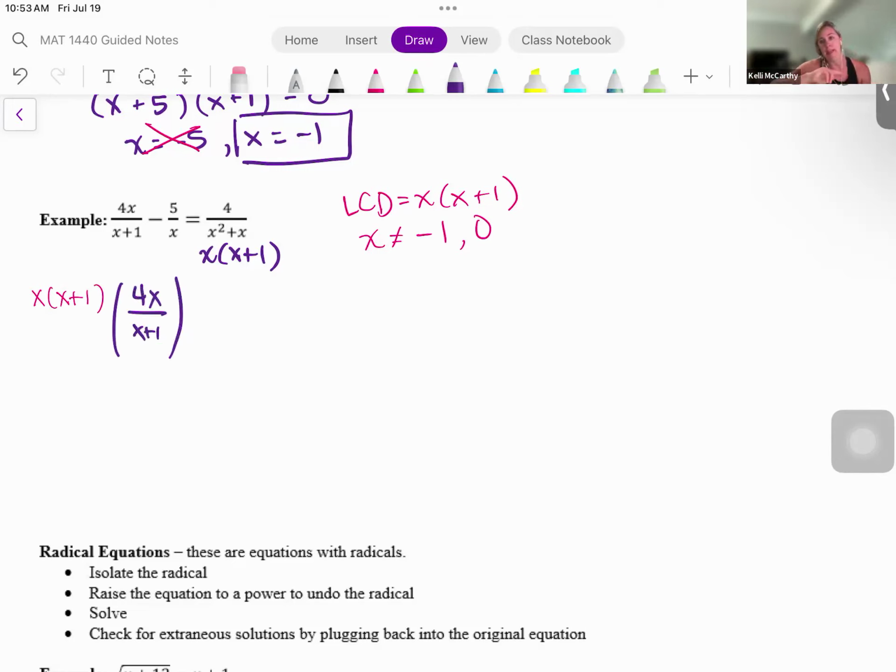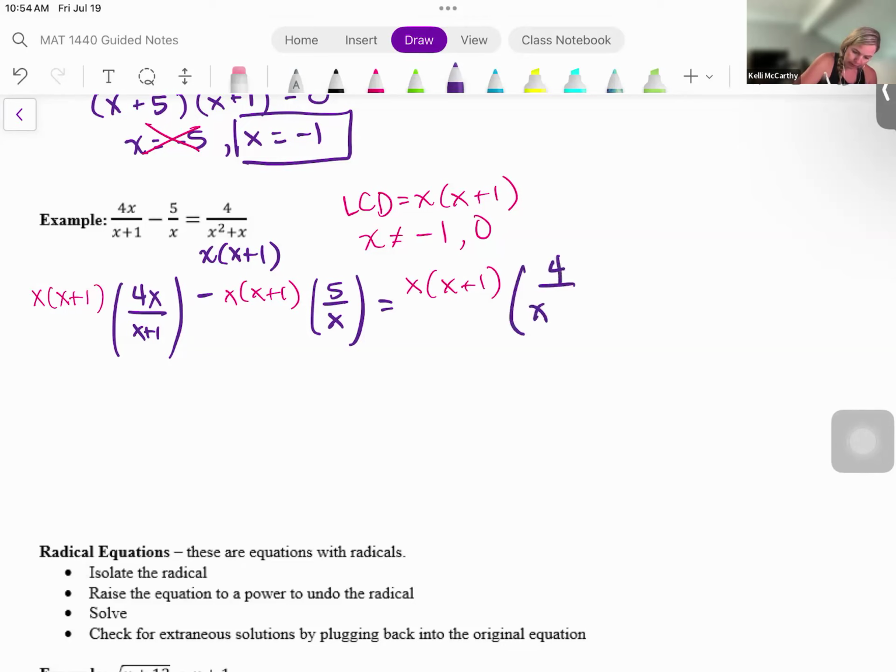So I'm going to start multiplying the entire equation by my LCD. I have x times (x plus 1) times 4x over (x plus 1) plus x times (x plus 1) times 5 over x. I realized I made a typo. This should be a minus here. Equals x times (x plus 1) times 4 over (x squared plus x). Actually, I'm going to write it as my factored form because it's a little bit easier to see that way. Then simplifying.